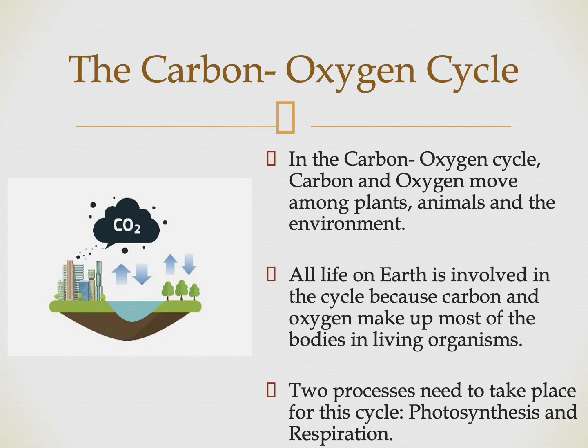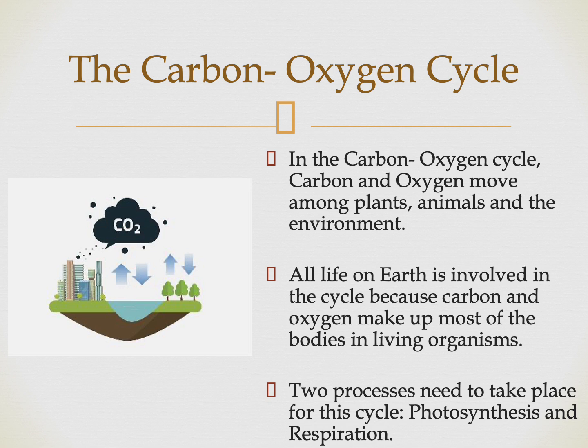The next cycle we're going over is the carbon cycle. So in the carbon/oxygen cycle, both carbon and oxygen are actually going to move among plants, animals, and the environment. Now, all life on Earth is involved in this cycle because carbon and oxygen are what form living organisms. When we talk about biochemistry, it's going to be focused on that carbon and oxygen.